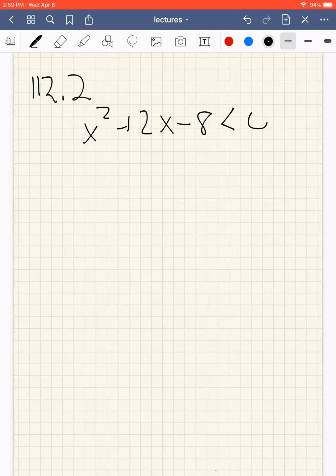Another one. Also on page 453. And you can probably guess they just haven't factored this one yet. So x squared plus 2x minus 8 less than 0 again. But this time we have a domain of integers. Okay, so that changes things up a little bit.